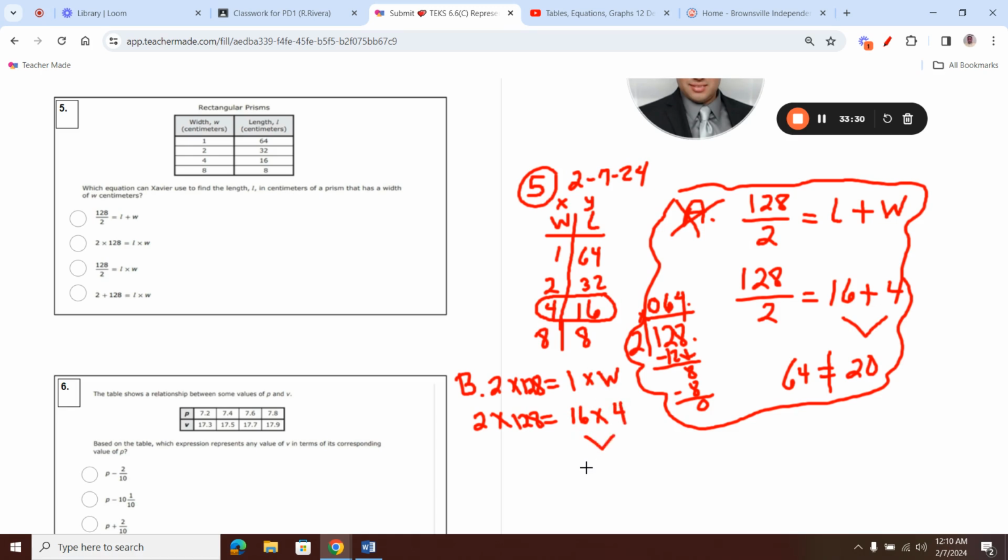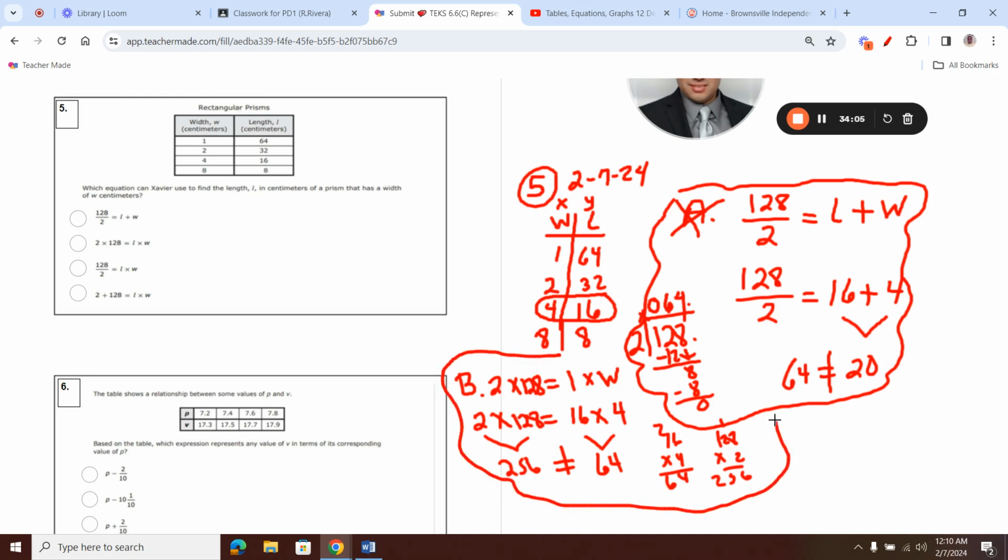We need to calculate. 16 times 4, you go to the side, and that'll give you 64. 2 times 128, you go to the side. So this has to be done on the side. So you just go 16 times 4 in case you want to know. 64. And then 128 times 2, 256. Those are not equal, so letter B is not the answer. Okay.